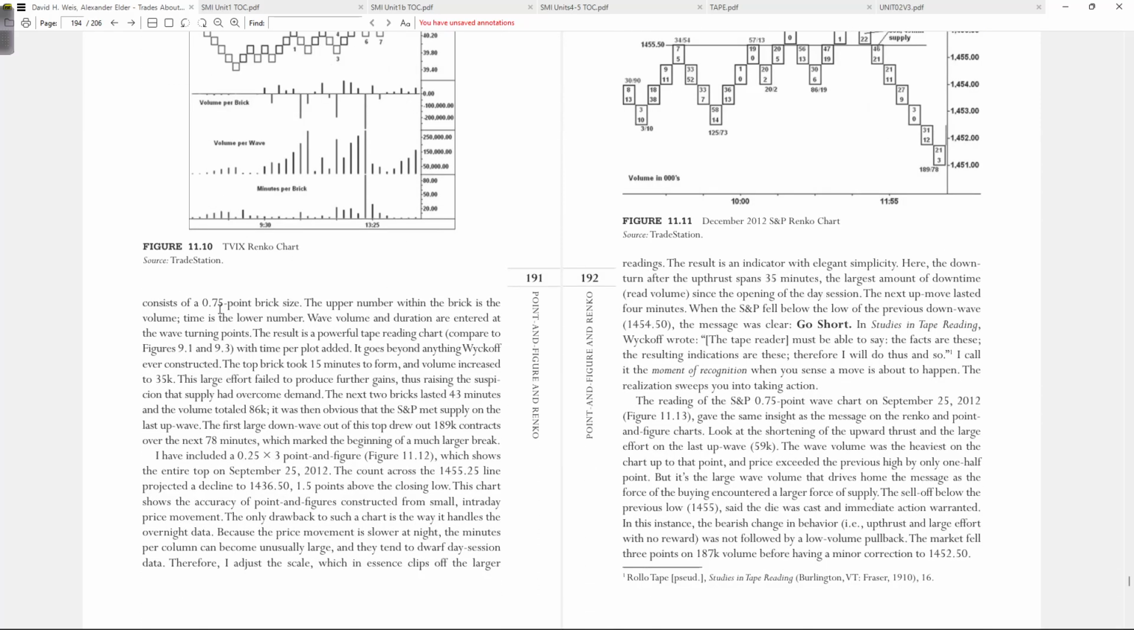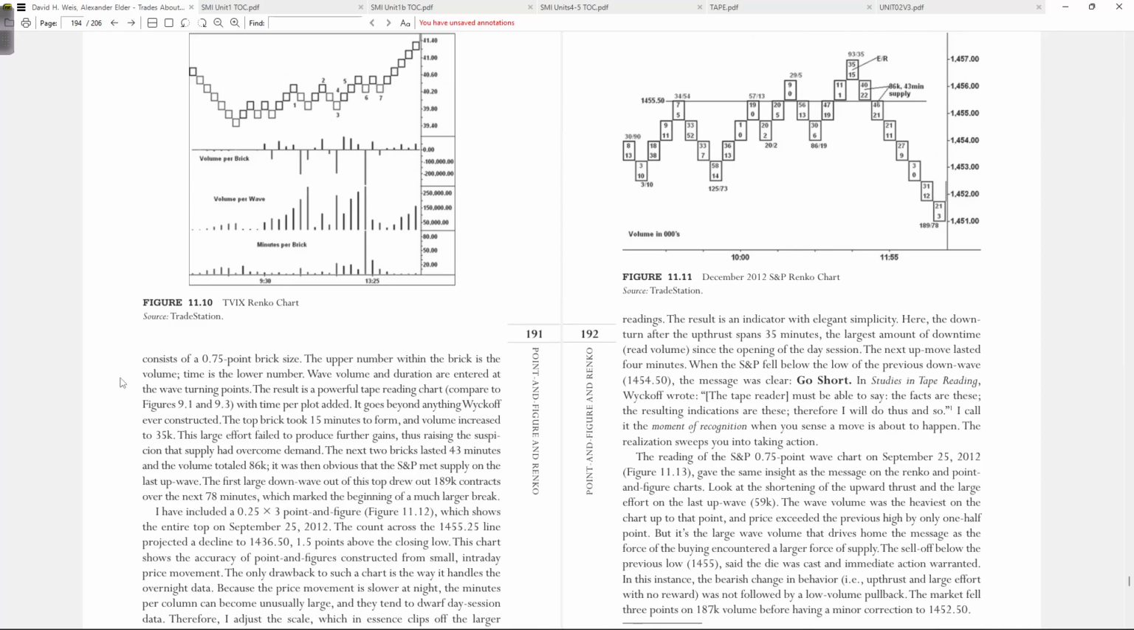The chart consists of a 0.75 point brick size. The upper number within the brick is the volume. Time is the lower number. Wave volume and duration are entered at the wave turning points. The result is a powerful tape reading chart compared to figures 9.1 and 9.3. With time per plot added, it goes beyond anything Wyckoff ever constructed.